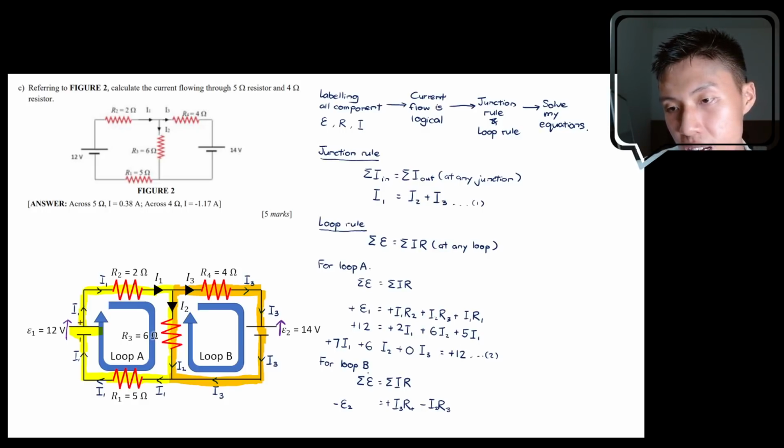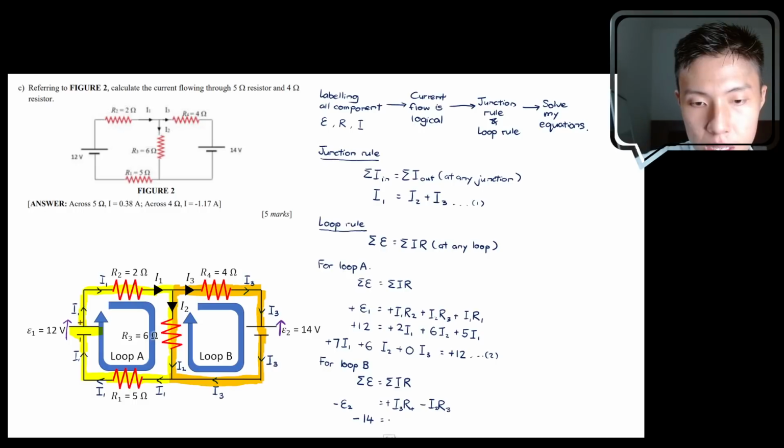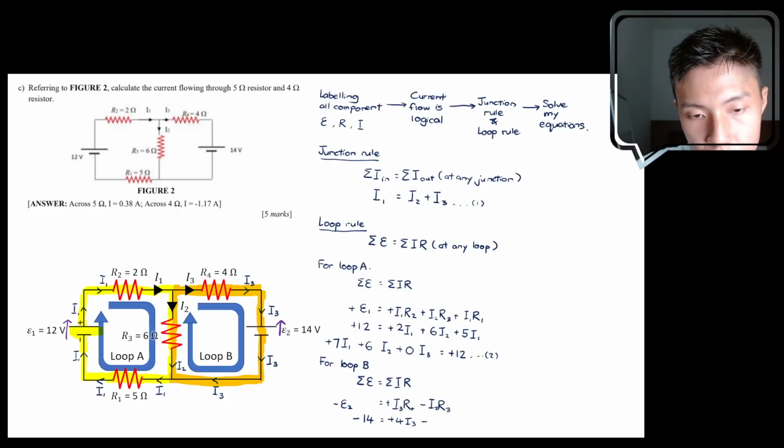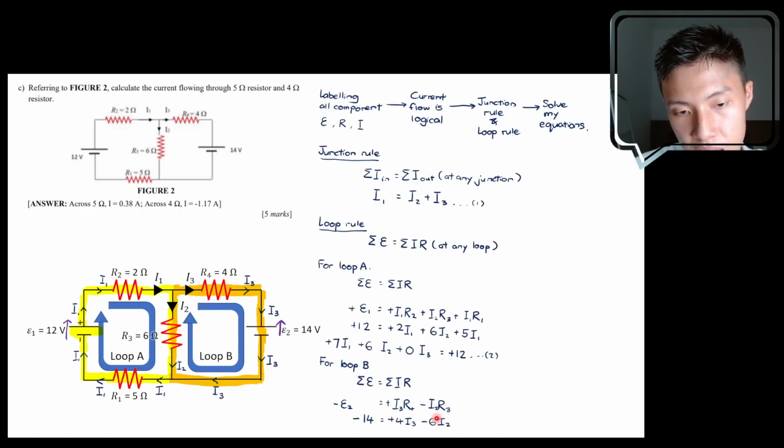So third equation, negative epsilon 2 is 14, so negative 14 is equals to plus IR4. R4 is over here, 4 ohm, so this will be plus 4I3. Then continue, we have negative I2 R3. R3, it's where? R3 is over here, 6. So this is negative 6I2. Okay, be very careful. When you substitute R3, just substitute in the 6 inside. You keep the negative here, so it's negative 6I2.